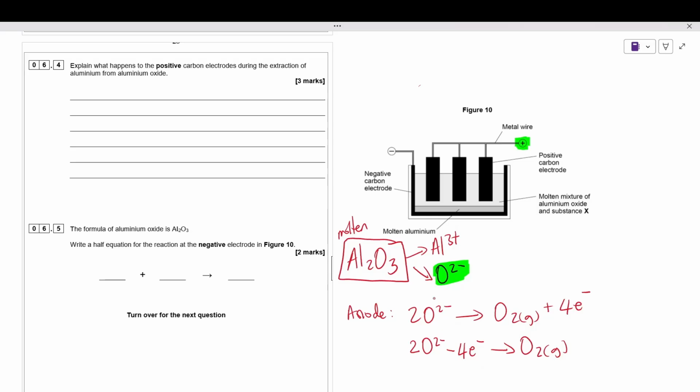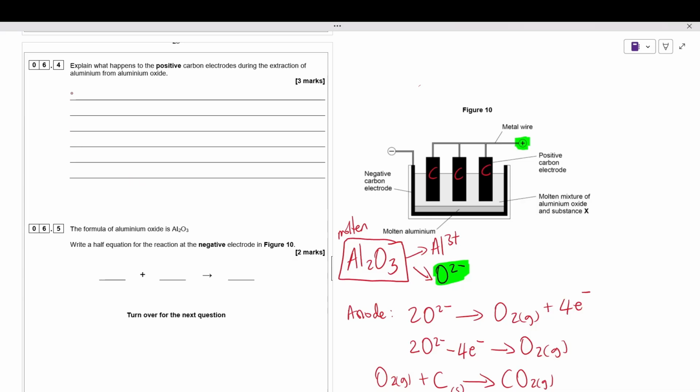My anion, the oxide ion, is going to be attracted to the positive anode. And once that happens, it's going to lose 4 electrons and form oxygen gas. But another reaction is going to take place there. That's where your O2 gas is going to be reacting with your carbon, because remember, each of these electrodes is made of carbon. So it's going to react with that carbon to form carbon dioxide, which means that electrode is going to be depleted and you're going to have to be replacing it continually.